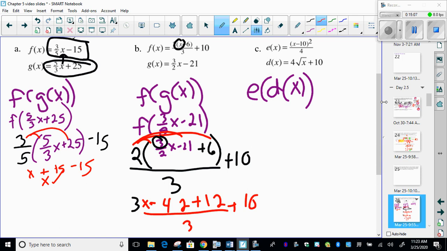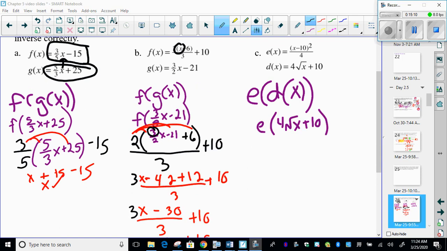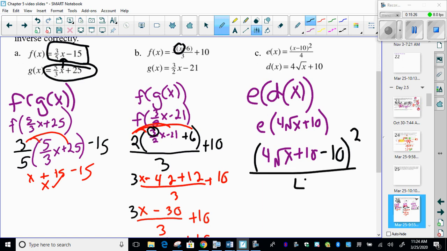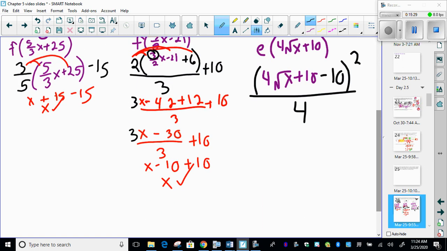Last one. So therefore, when I plug in for x, it starts right away with the x. So therefore, 4 times the square root of x plus 10. And then it says minus 10. And then that whole thing is squared. And then that whole thing is divided by 4. Okay, so then just simplifying this, we have 4 times the square root of x. That whole thing is squared, and that's divided by 4, because 10 and negative 10 go away.